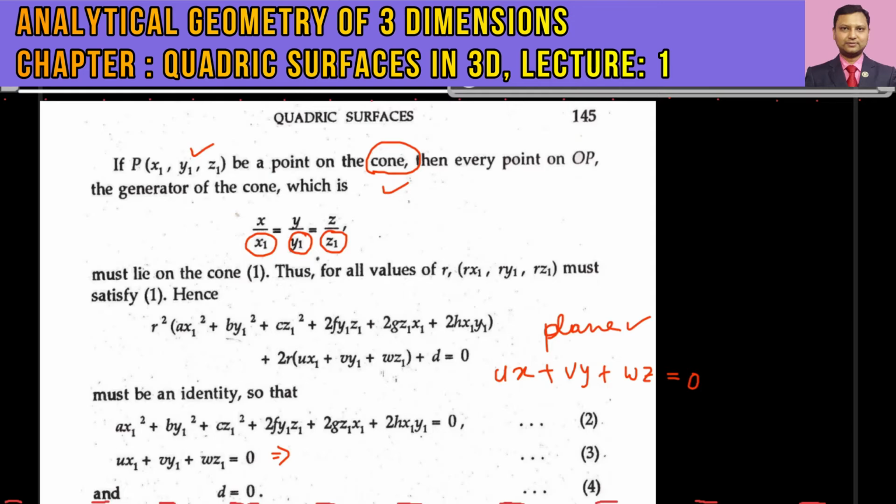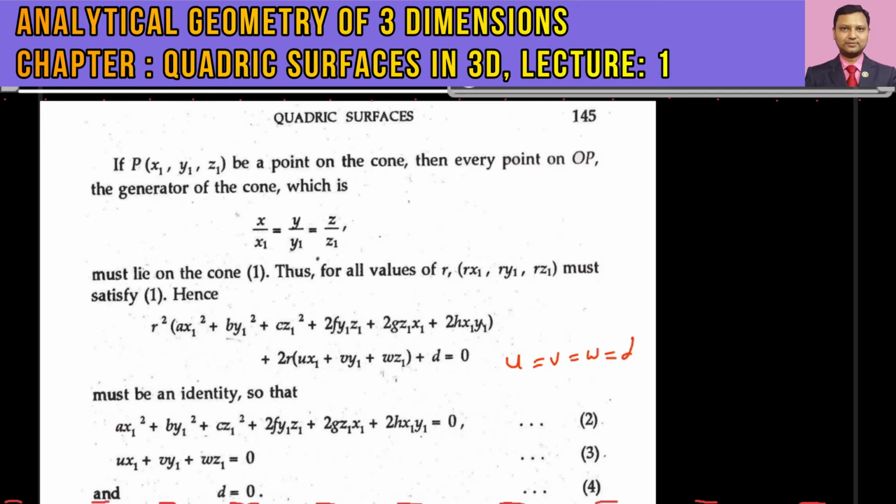Got it? So over here, this type of result will be possible only when individually this coefficient of x, that is u, is equal to 0, this coefficient of v is equal to 0, and this coefficient of w is equal to 0. Then only the total left hand side expression would be equal to 0. So this is the result we wanted to prove, that u, v, w, and d must all be equal to 0.